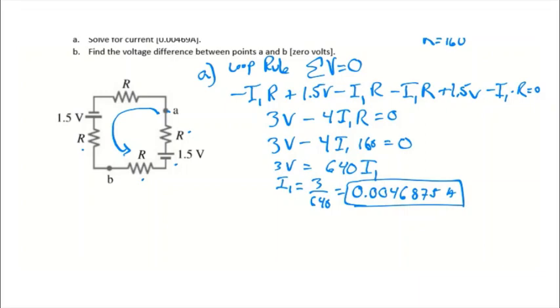Now we're going to find the voltage drop between points A and B. So we're going to go from point A to point B, following that purple path only. So from A we come to the resistor, so it's going to be minus I times, they're all 160, so I can put the 160 in, or I could leave it as R, plus 1.5 minus I times 160.